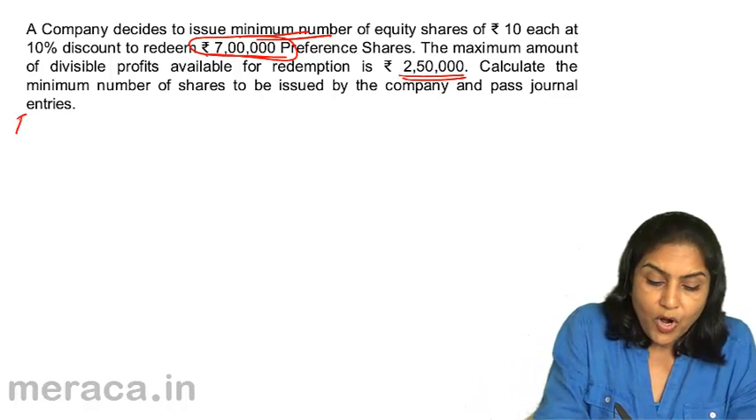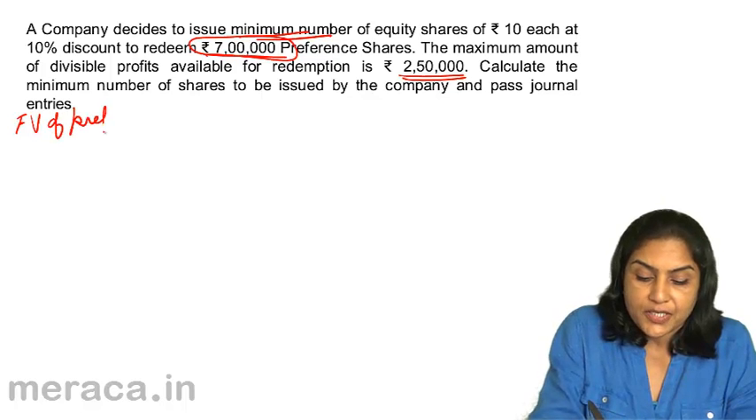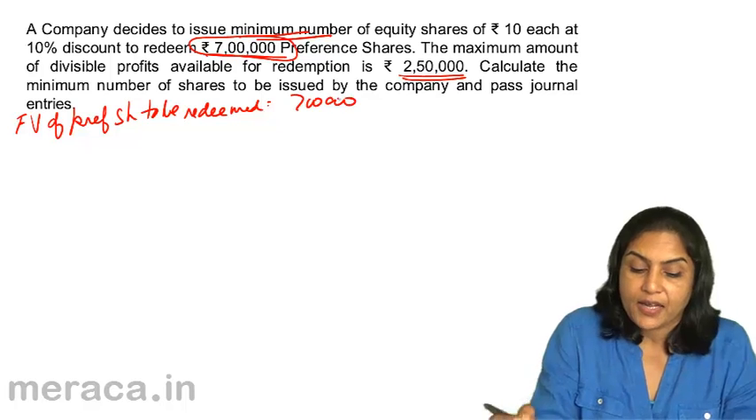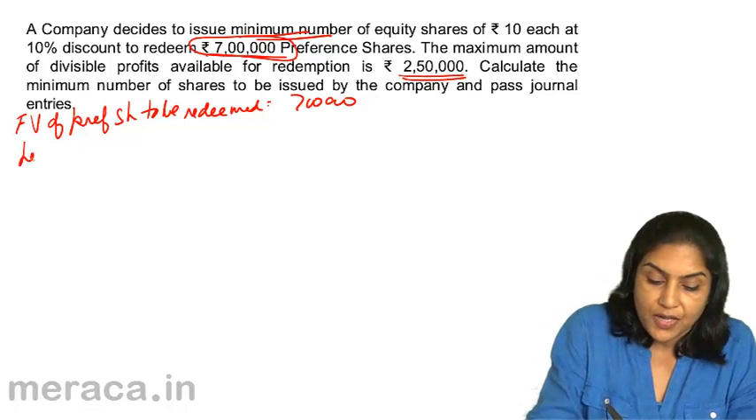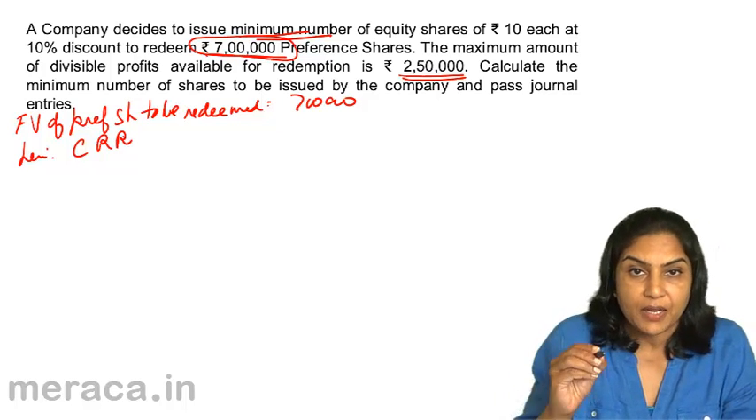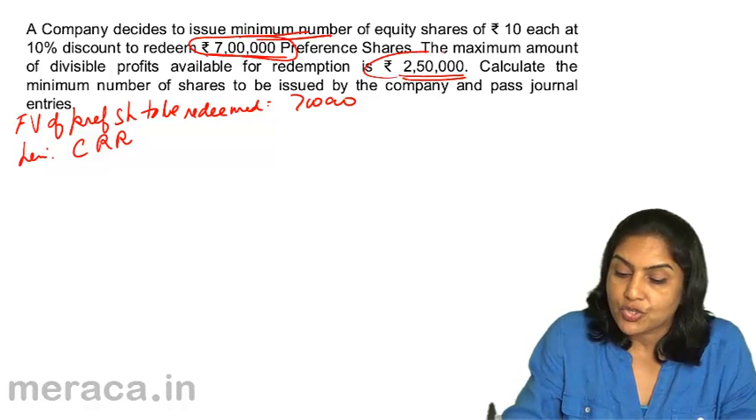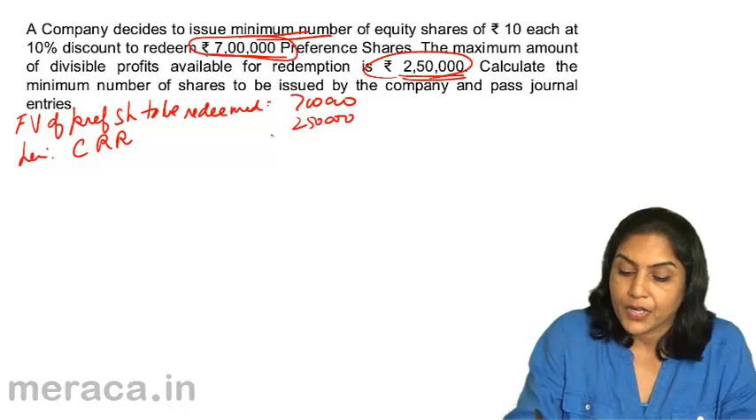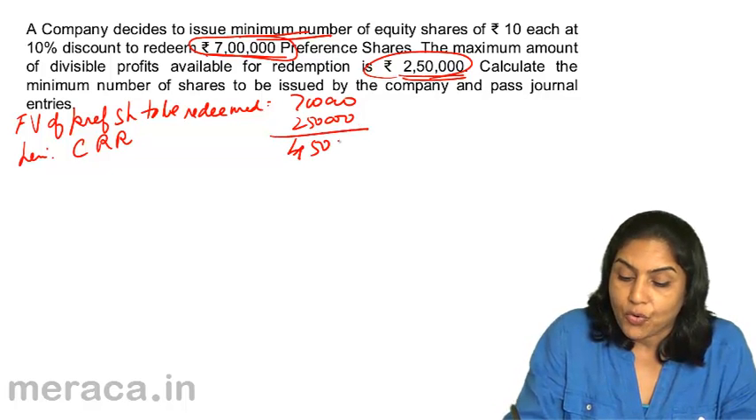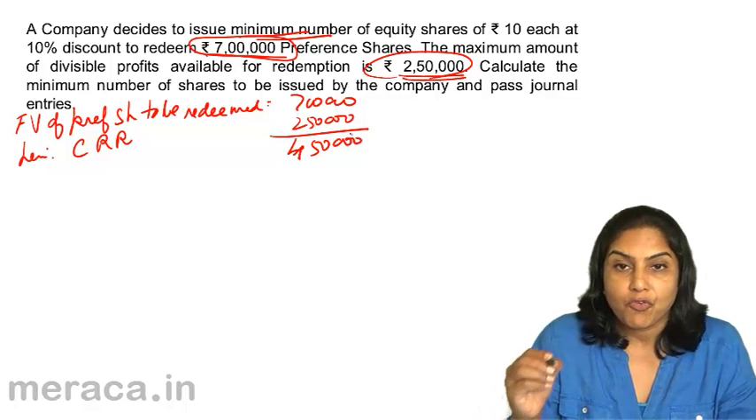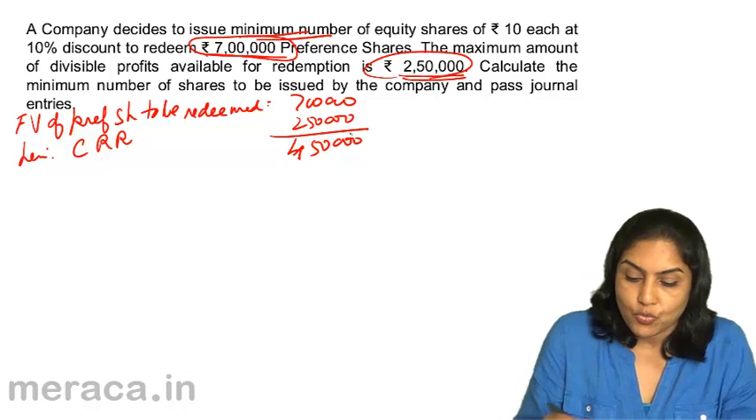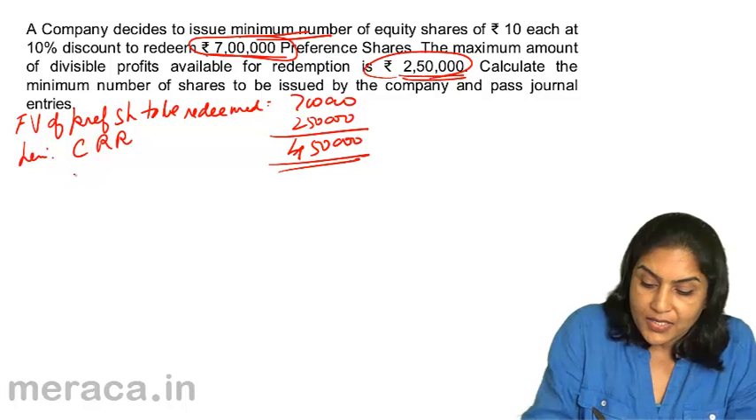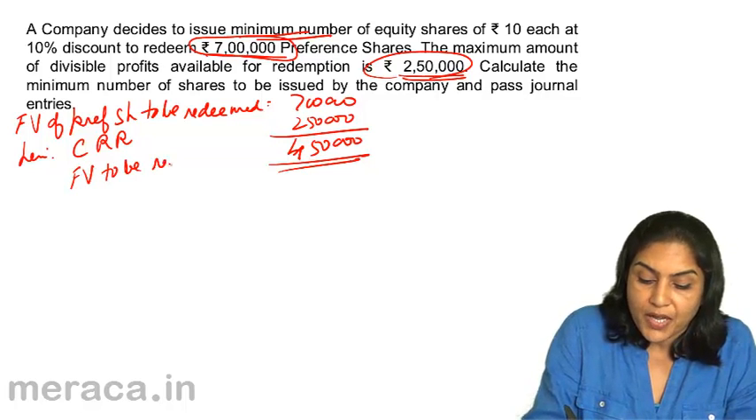So how do we find this out? What is the face value of preference shares to be redeemed? It is 7 lakh. That is 7 lakh. Face value of preference shares to be redeemed. What is the amount which we can transfer to the capital redemption reserve? Less. Amount available, profits available to be transferred to capital redemption reserve is 2,50,000. So what is the balance left now? Balance left is 4,50,000. What is 4,50,000? 4,50,000 is the face value of the preference shares to be redeemed by the issue of equity shares. So what is proceeds of fresh issue? So 4,50,000 is the face value to be redeemed by fresh issue.